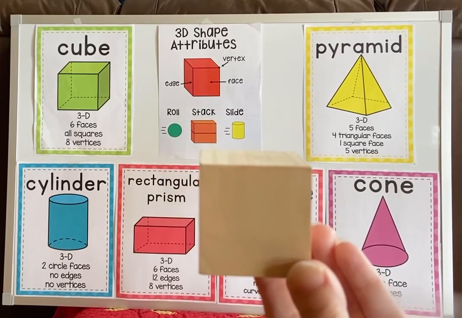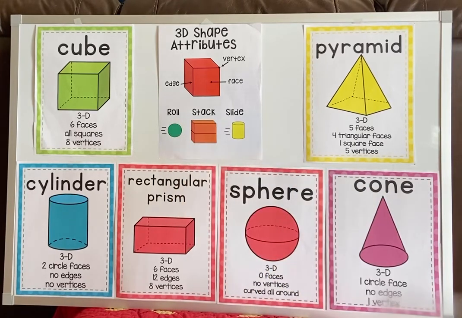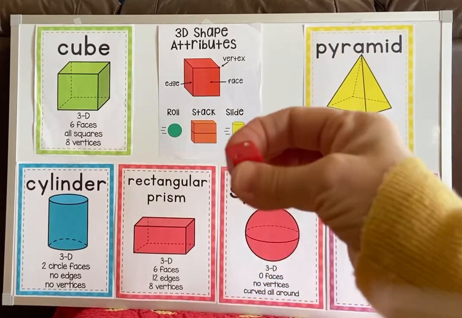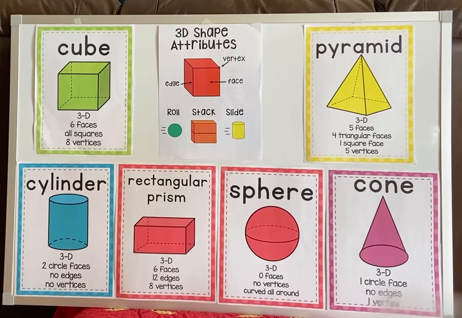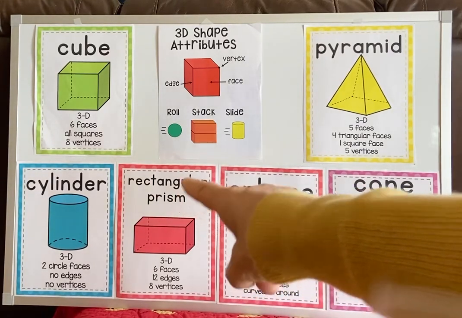So that's a cube. Where can you find a cube at your house? I found a cube at my house with a dice. A dice is a cube, right? Next, let's look at the rectangular prism, boys and girls. It's right down here, rectangular prism.